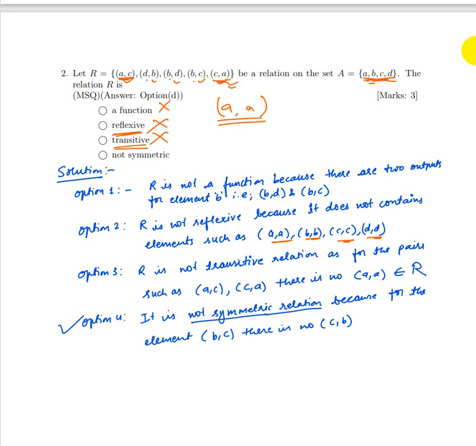What is a symmetric relation? If (A, C) is there, then (C, A) has to be there too. If (D, B) is there, (B, D) is there. But if (B, C) is there, then there is no (C, B). So this relation is not symmetric, hence this option is correct. Okay, so let's move ahead.